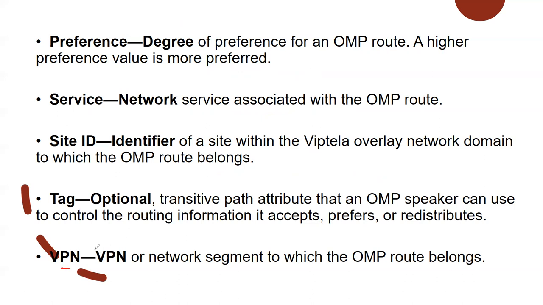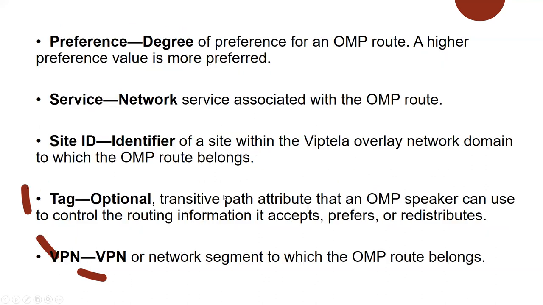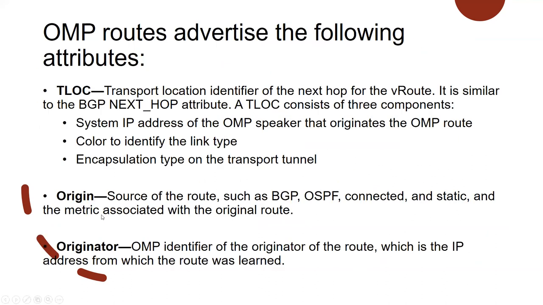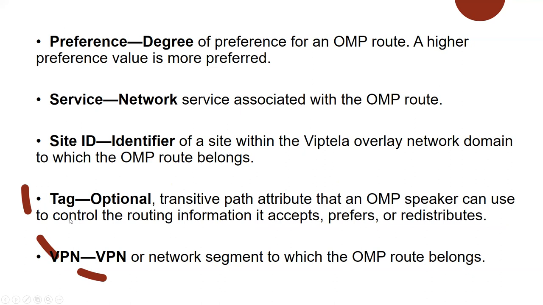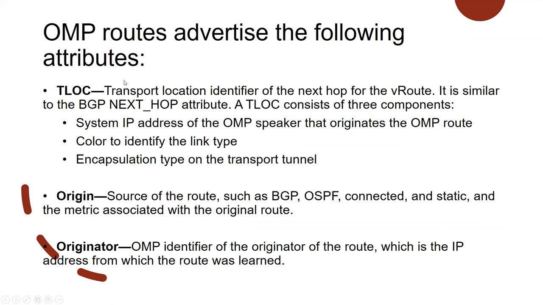Then VPN. We know VPN is a type of tag itself. And we have all those VPNs and the network segments. Great, so these are the attributes. You can see how many? 1, 2, 3, 4, 5, 6, 7, 8. Okay, 8 attributes inside OMP.